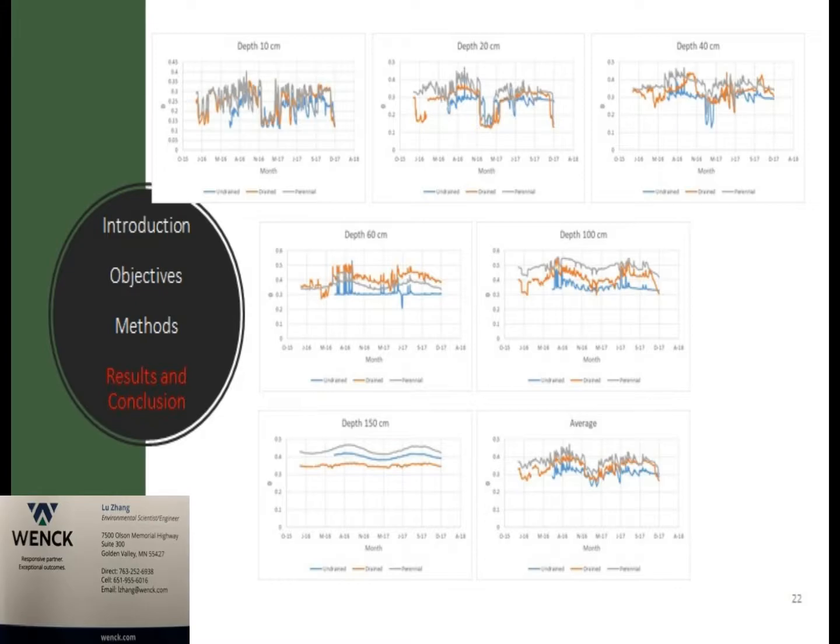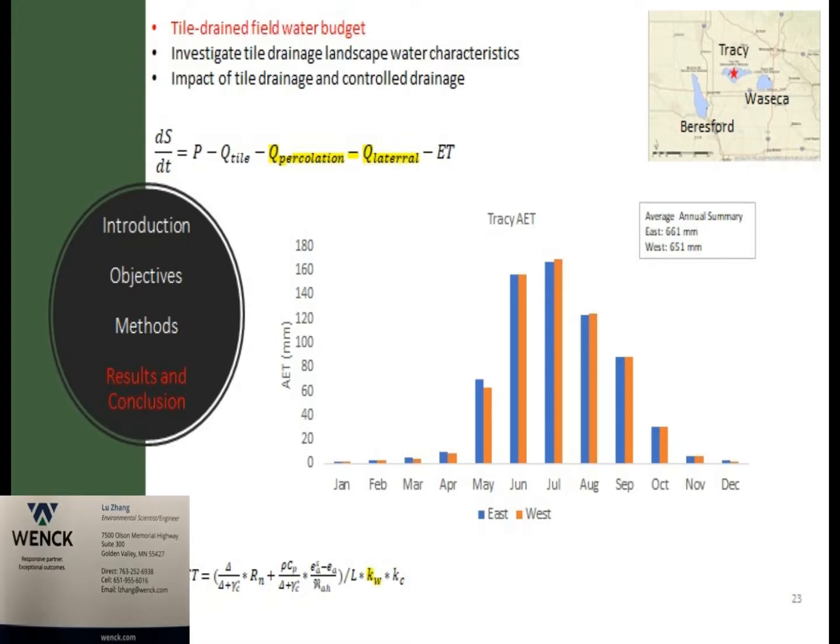Unexpectedly, the undrained field soil moisture is actually lower than the drained. This is just presenting the result so that we can have some discussion later on. Then Tracy said this is the evaporation, and the two fields are pretty comparable to each other. They're really close in evaporation. So that proves that the soil moisture actually is valid. Is this 661 millimeters or was it 651? So only a 10 millimeter difference.